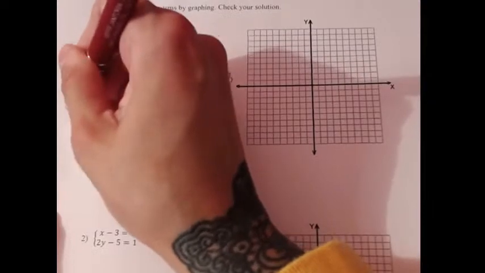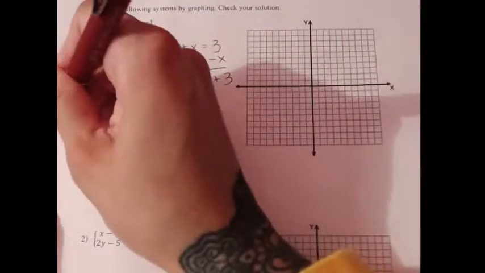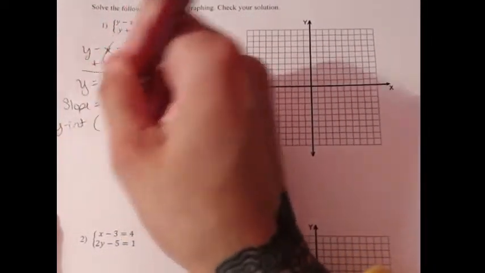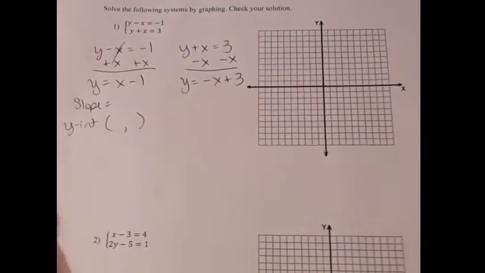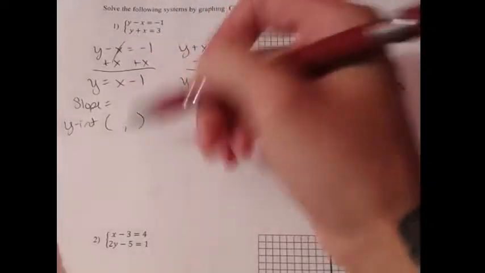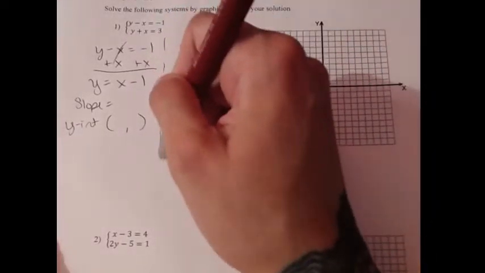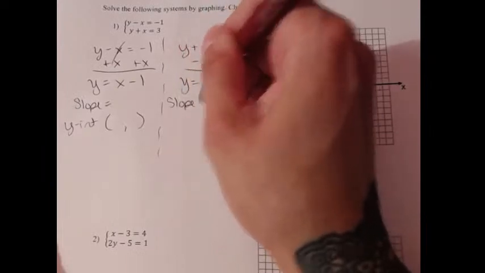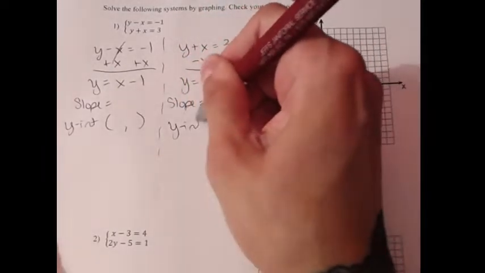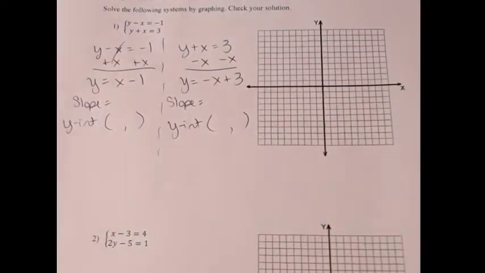So what I'm going to do here is write slope is equal to, and then the y-intercept, and I'm going to write it as an ordered pair. I want you to fill that information in for the first equation and for the second equation. So slope equals, and then the y-intercept. Go ahead and type that into the chat.